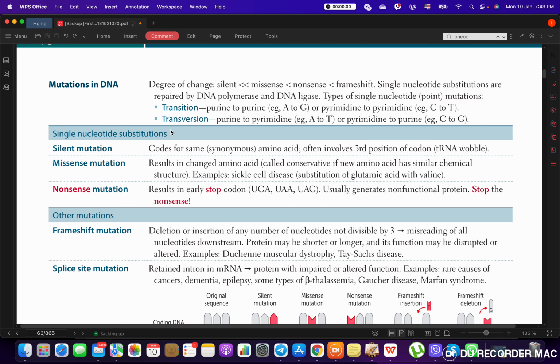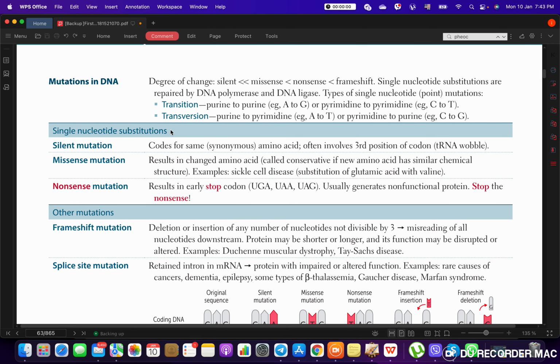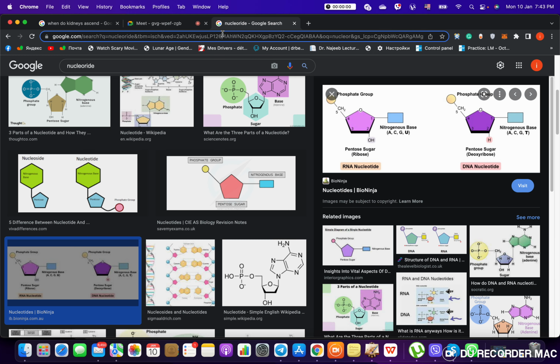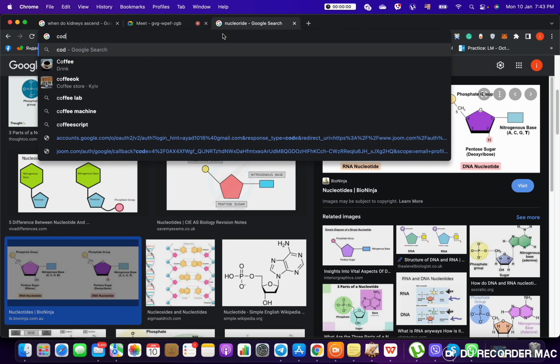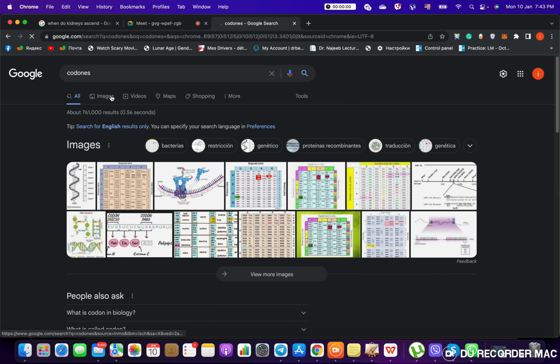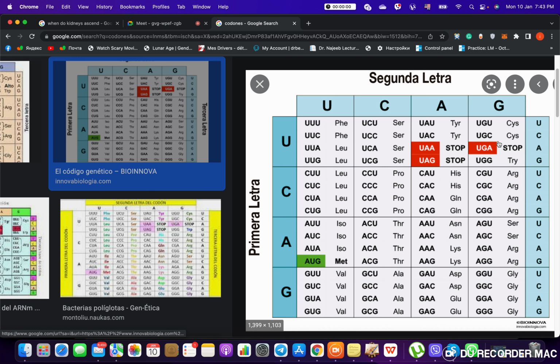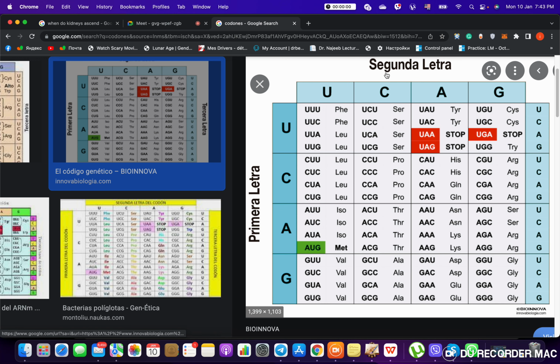So a mutation in a DNA goes as follows. So the degree of change. So we have silent mutation, which means that, before I speak about these, I should teach you guys what a codon means. So codons. I want you to notice something here. This is the sequence of basically the RNA, because it has uracil, and this is what it will code for. So uracil, cytosine, adenine, and guanine.